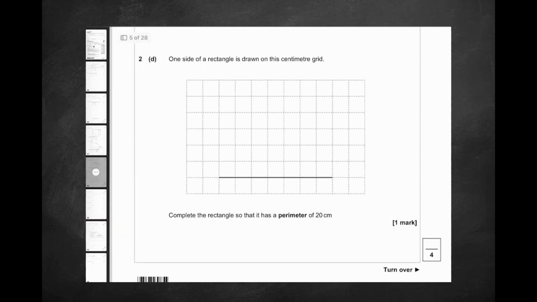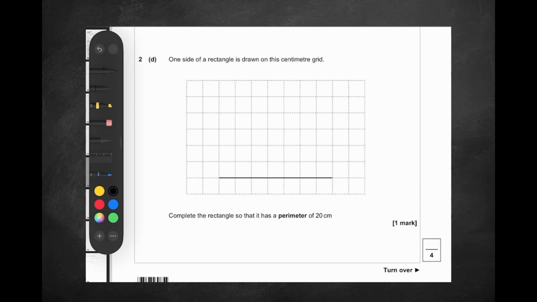And part D. One side of a rectangle is drawn on this centimeter grid. Complete the rectangle so that it has a perimeter of 20 centimeters. So 1, 2, 3, 4, 5, 6, 7 is the length of this side. And we know, because it's a rectangle, that the other side opposite it will also have 7 as the length, which means the two other sides need to add up to 20 minus 7 plus 7. So 6 is the length of two other sides combined.